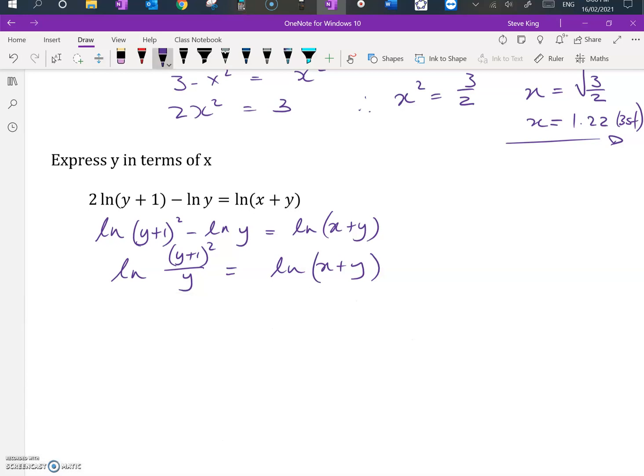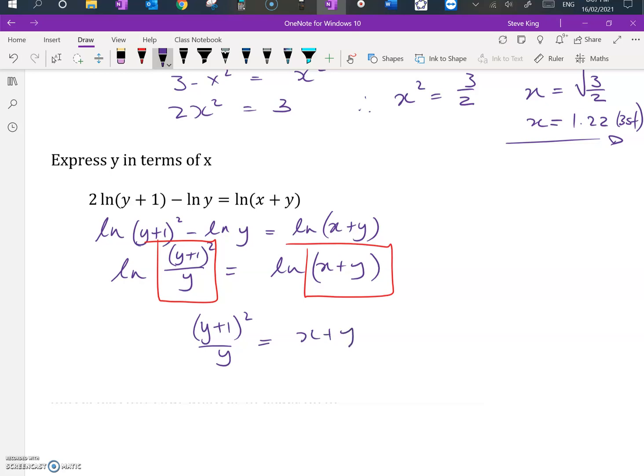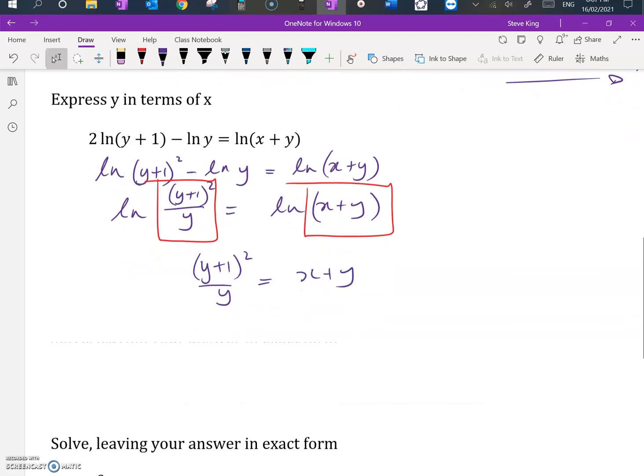Now, once again, like we had in the previous situation, that part must equal that part if this is an equation, if the two sides are to balance. So therefore, I can say (y plus 1) squared over y is going to be x plus y. And now it's just a bit of algebra crunching here. I'm going to expand that top bracket. Do I need to expand the top bracket? Yes, because I want to express y in terms of x.